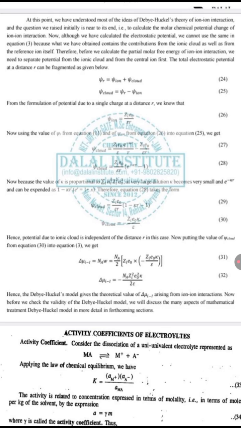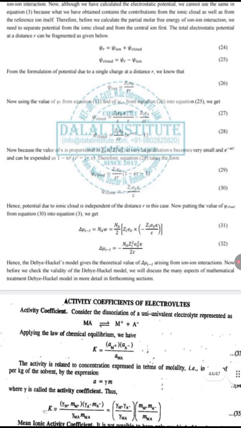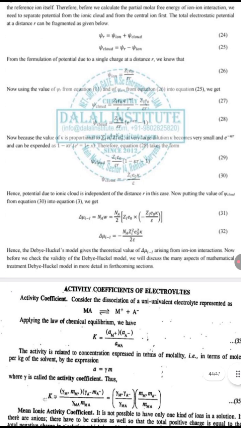At this point we have understood most of the ideas of de Broglie theory of ion-ion interaction, and the question we raised initially is near to its end, that is to calculate the molar chemical potential change of ion-ion interaction. Now, although we have calculated the electrostatic potential, we cannot use the same in equation 3, because what we have obtained contains the contribution from the ionic cloud as well as from the reference ion itself. Therefore, before we calculate the partial molar free energy of ion-ion interaction, we need to separate potential from the ionic clouds and from the central ion first.